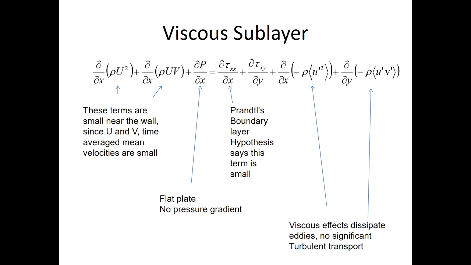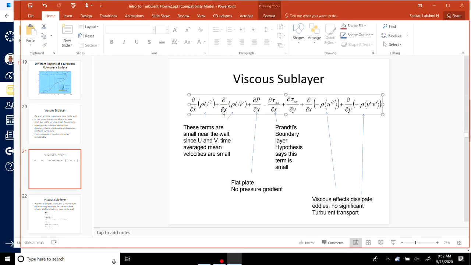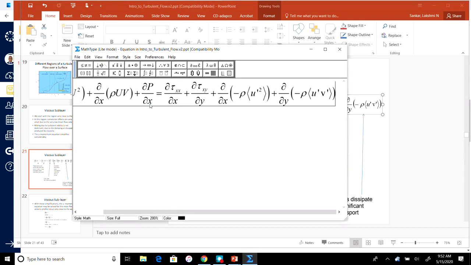Notice that this is our U momentum equation, which we wrote earlier. These are our Reynolds stress terms that we have to model. We are showing it in 2 dimensions, x and y. This should be y, not x. Let me go ahead and fix it. This should be y.